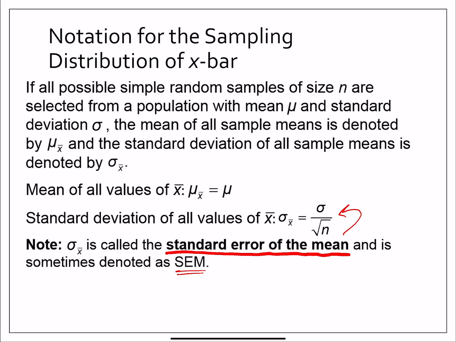So if we're dealing with means, we use this, the standard error of the mean. That's what we use, right? And again, mu, that's the mean of all of our x bars, right? That's what that is, the mean of all of our x bars. So it's the average of all sample means. Right, that's what that is, the average of all sample means.